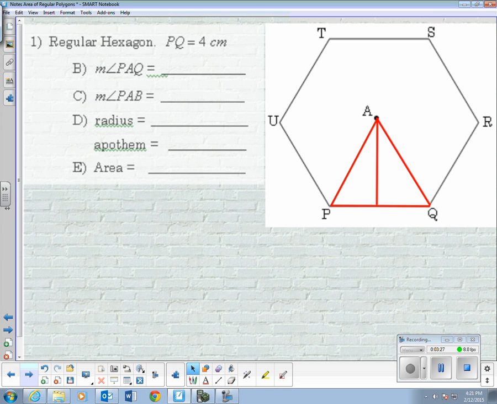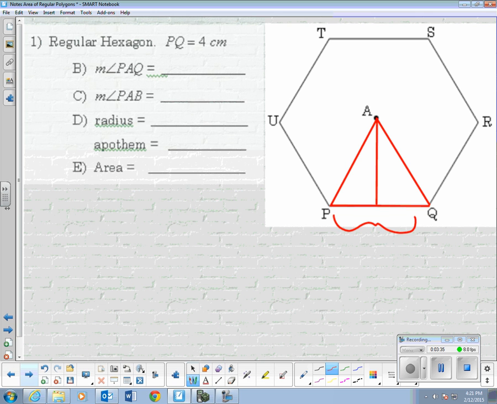All right, so here's our first example. This is a regular hexagon. The length of PQ is 4. So we go in here, and this piece is 4 centimeters long. You see the process of things that we have to answer here.